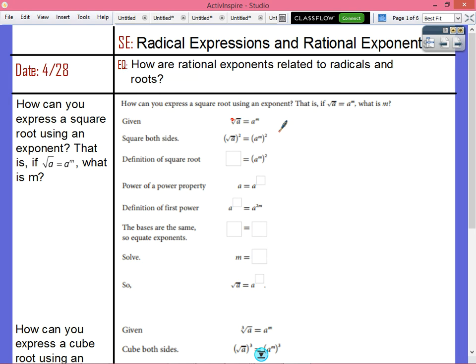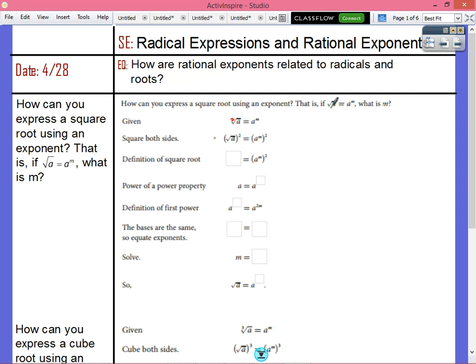Also, when we find a square root or any other number root, we want to find the number that would multiply by itself that many times to equal that number that we're trying to find the root of. Okay. Anyway, so the first part here is just to understand how can we write a square root as an exponent? How can we express a square root using an exponent?